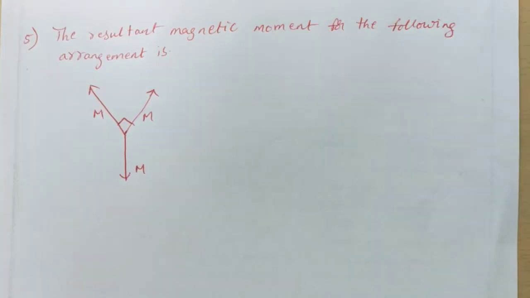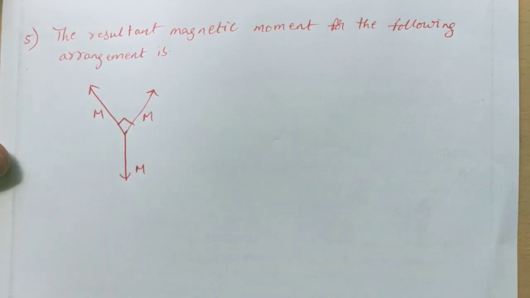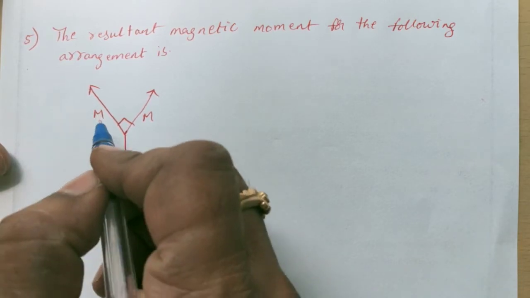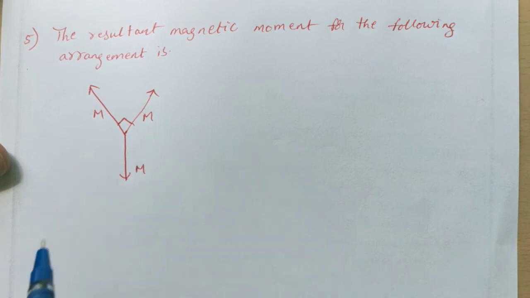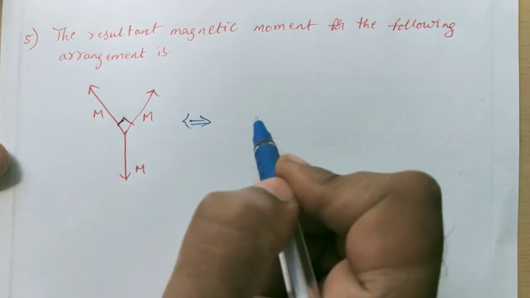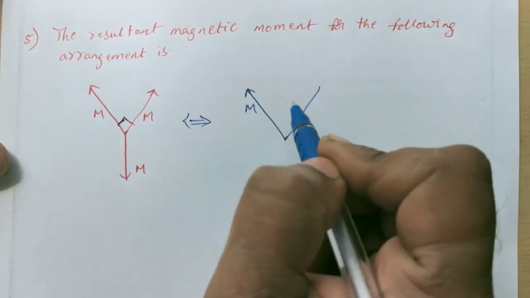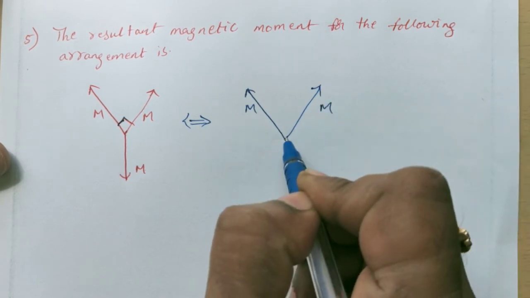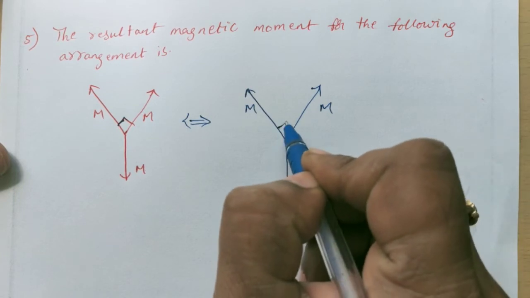This is one more simple problem, students. Just observe carefully. This is actually the 5th problem in your prescribed syllabus. The resultant magnetic moment for the following arrangement is: here this is m, here this is another m, this is another m, and 90 degrees is clearly mentioned. For observing the condition, I am drawing this same diagram one more time. This is m, this is also m, and this one is also m only. Here 90 degrees is present.